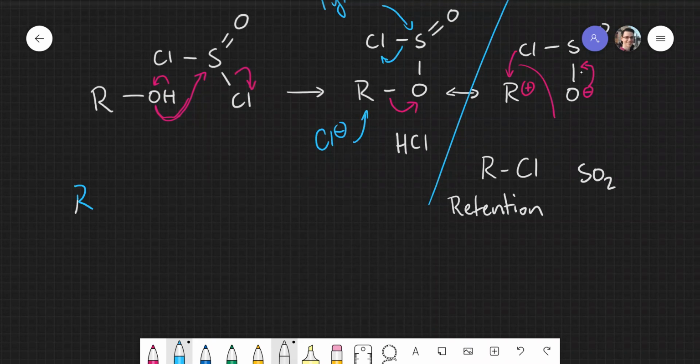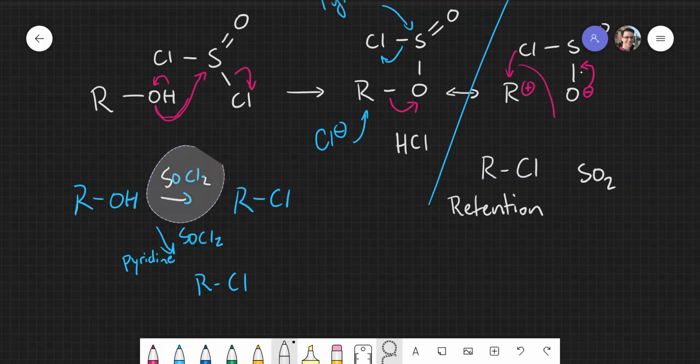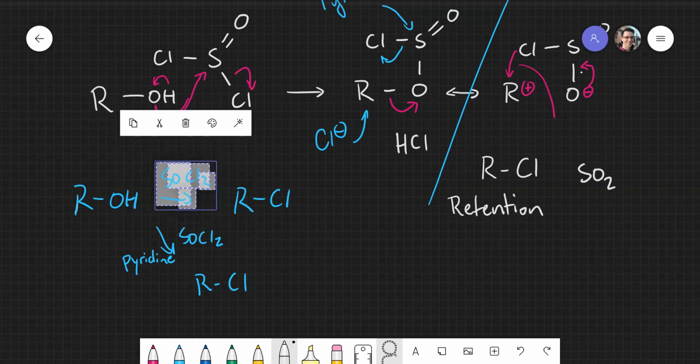An alcohol reacts with SOCl2 to produce a chloride. But it can also react with SOCl2 with pyridine included. They produce a chloride. So what's the difference? The difference is the stereochemistry.